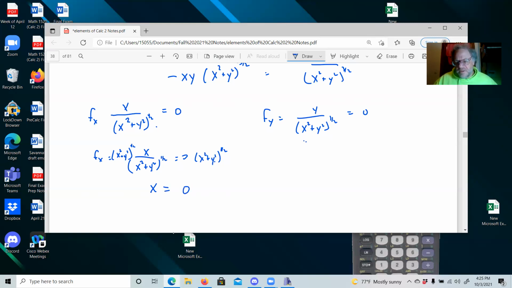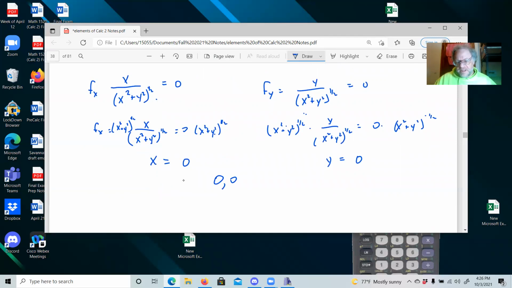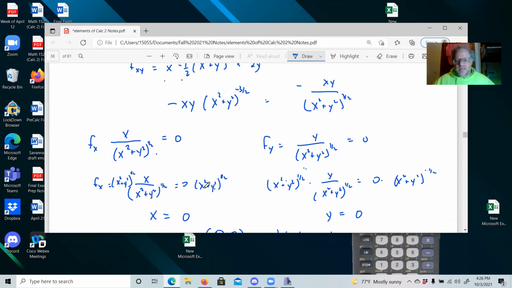Same deal goes here. We're going to say x squared plus y squared to the 1/2 times y over x squared plus y squared to the 1/2 is equal to 0 times x squared plus y squared to the 1/2. This is going to cancel. What are we going to be left with? y equals 0. Oh, well, that's convenient. I told you it was going to be anticlimactic. So there's our point. That's our critical point.